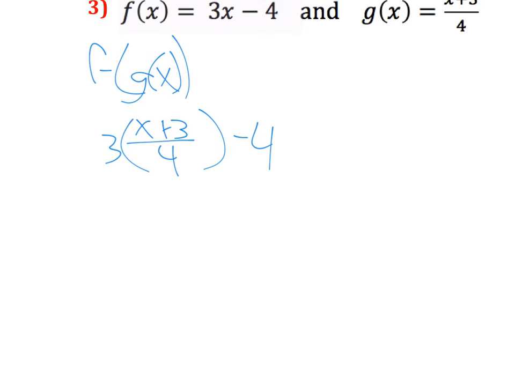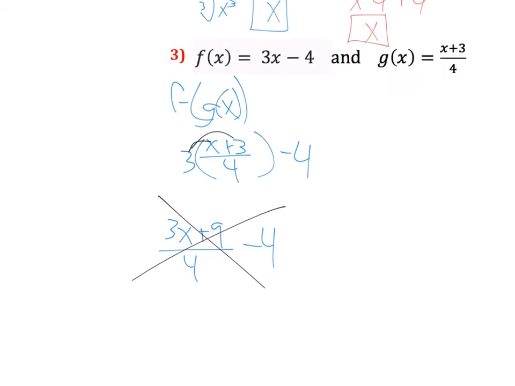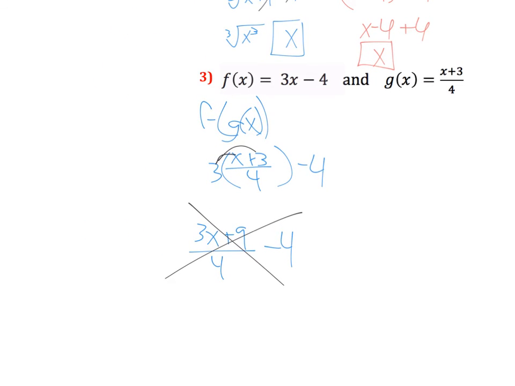If I simplify that, ooh, this is going to get gross. The 3 and the 4 aren't going to cancel, so this 3 is just going to have to distribute into the numerator. That gives me 3x plus 9 all over 4, minus 4. That's not going to work out to be a plain old x. So for this last example, these are not inverses. To be honest, I kind of saw that coming, because right here those 3 and the 4 were backwards.